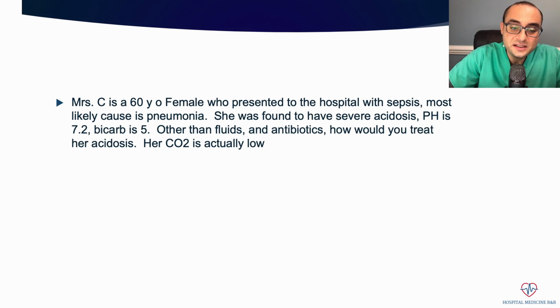So Mrs. C is a 60-year-old female who presented to the hospital. Sepsis, most likely from pneumonia. She was found to have severe acidosis, pH is 7.2 and bicarb is 5.